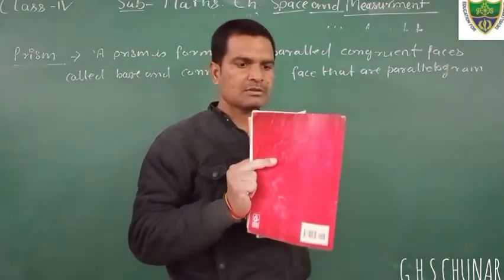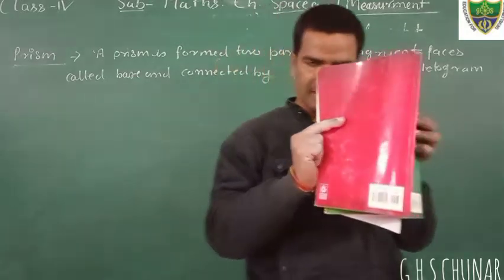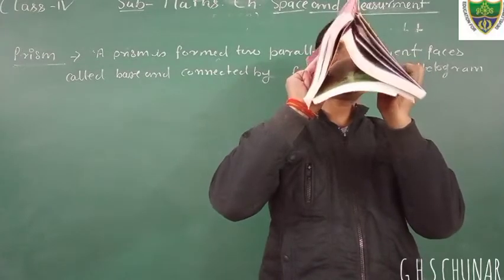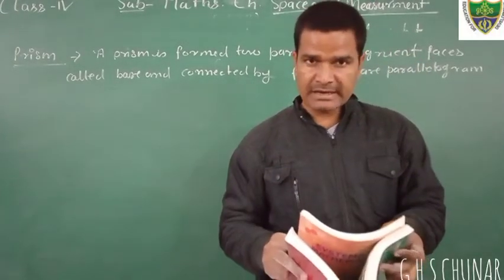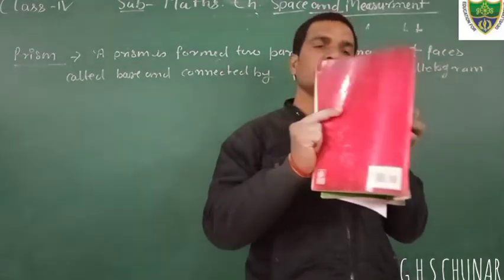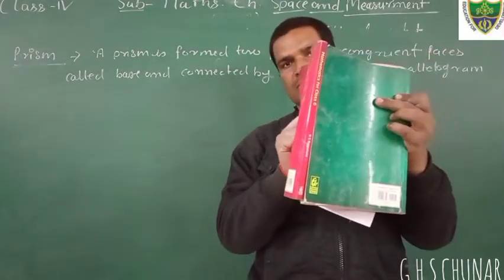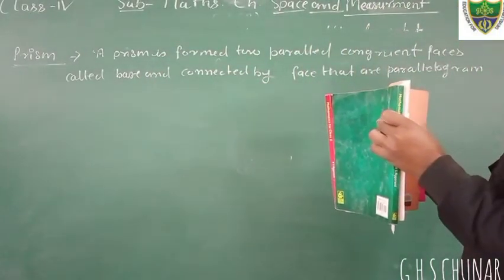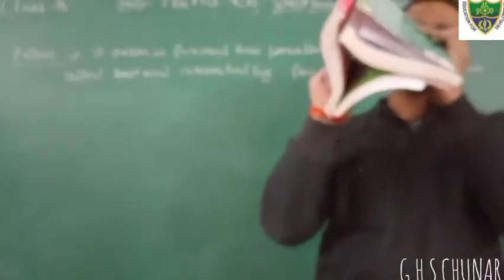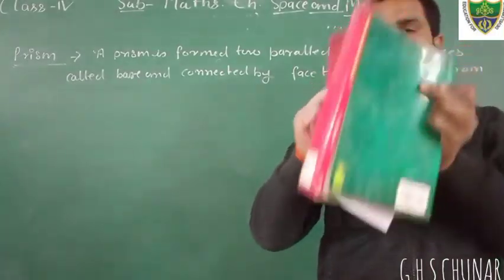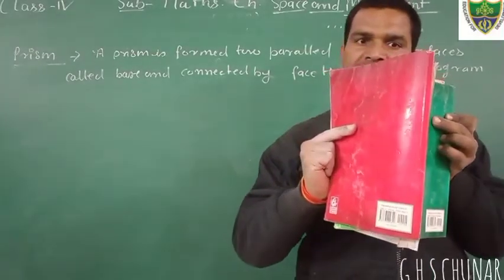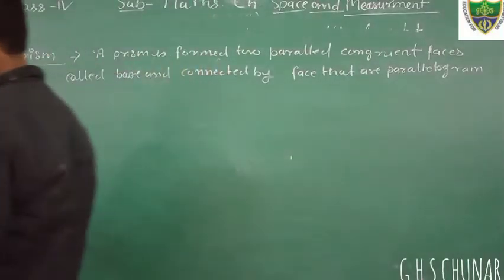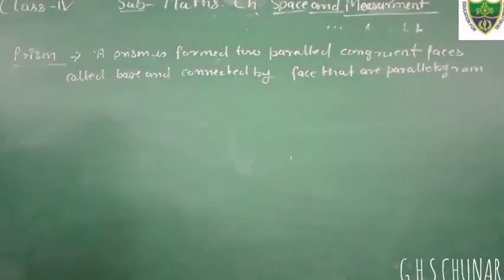You can suppose this is the face, this is the shape of the prism. Here, one is the triangular face, that is base. It is also the triangular face, that is base, and the third is the parallelogram. Two bases, a prism has two parallel congruent faces. These are the two parallel faces, one at the bottom and one at the top, and these are the side faces. This is the parallelogram. So this shape is called the prism.